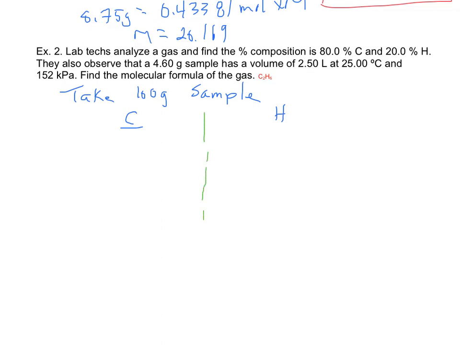Here's my organization chart. Now if I have a 100-gram sample and it's 80.0% carbon, then I'm going to have 80 grams of carbon. And then the rest of the 100 grams will be hydrogen. Step number 2, change each of these values into moles. I do that by dividing by the molar masses of the elements.